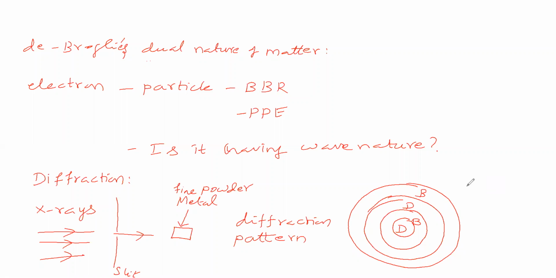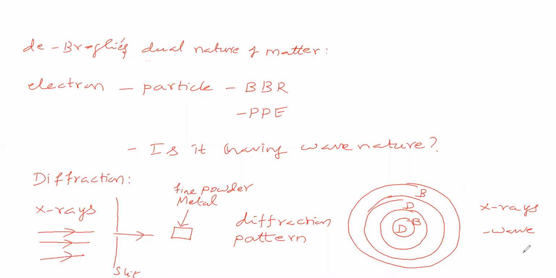So in the diffraction pattern, if the first circle is dark, the next circle is bright, next dark, next bright, and so on. Like this will be the diffraction pattern. This diffraction pattern is obtained by taking X-rays. So X-rays give a diffraction pattern. From this experiment we can say that X-rays have wave nature. X-rays come under electromagnetic radiation.